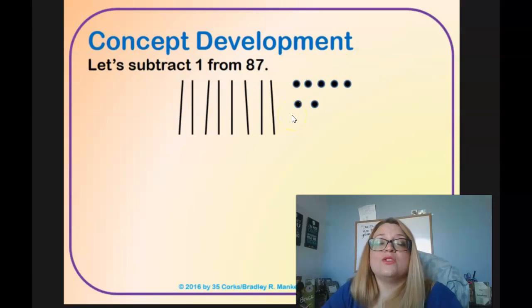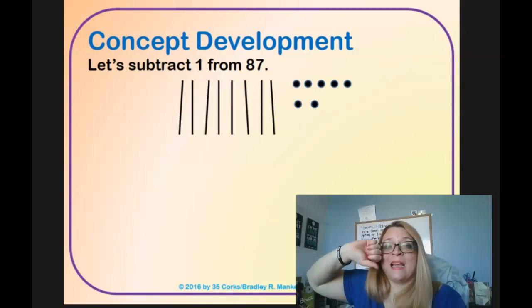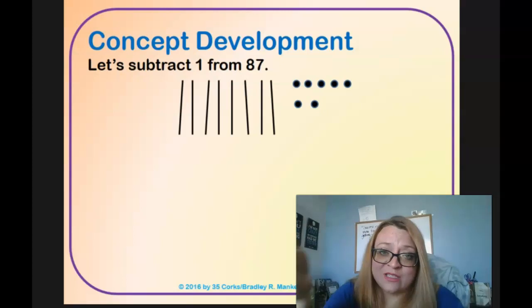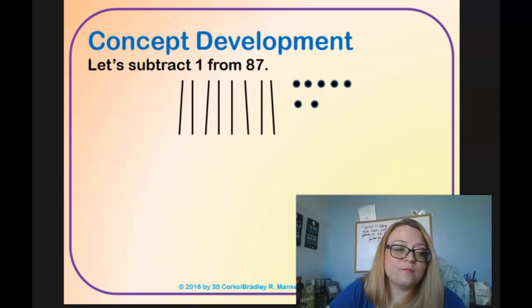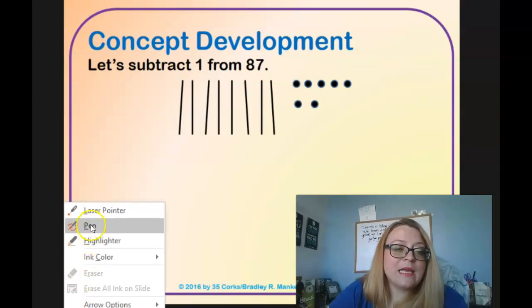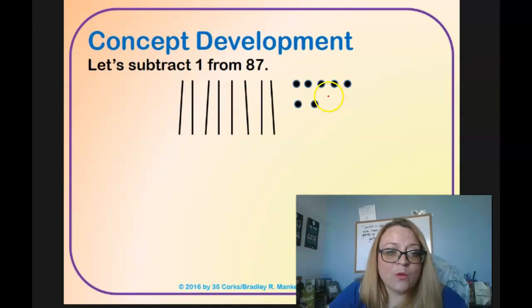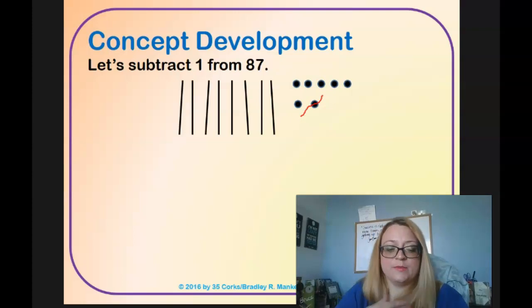This time we are going to subtract. Subtract means that our number is getting smaller, because if you had 87 cookies and you ate one, do you still have that one? No, so you have to take it away. So instead of adding dots, we're going to take one away. So I'm just going to cross off one of our dots.